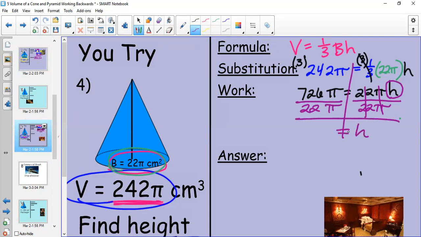All right, so over here, don't do anything with pi in your calculator. Because I have a pi on top and a pi on bottom, again, cancel each other out. The pi's in these questions should always cancel each other out and go away. So my final answer is just 726 divided by 22, which is 33, and my unit is centimeters.